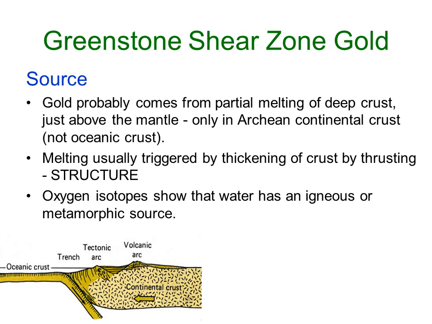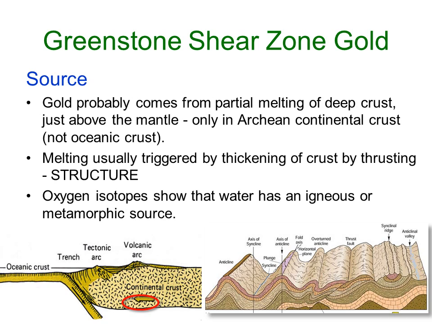The source for the gold itself appears to be in a gold-rich enriched layer in the deepest portion of the crust, about 20 to 30 kilometers below surface. This gold-enriched source area seems to have been particularly well developed in the Archean crust. Later formed crust is less enriched. The partial melting of this crust is usually triggered by folding and thrusting of the crust, which thickens and pushes the lower portions deeper into the underlying mantle where they melt.